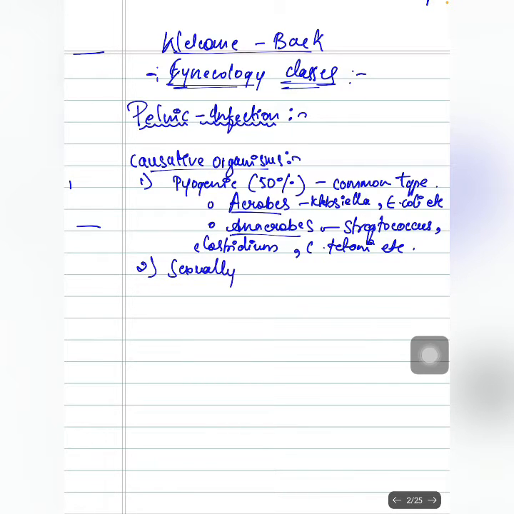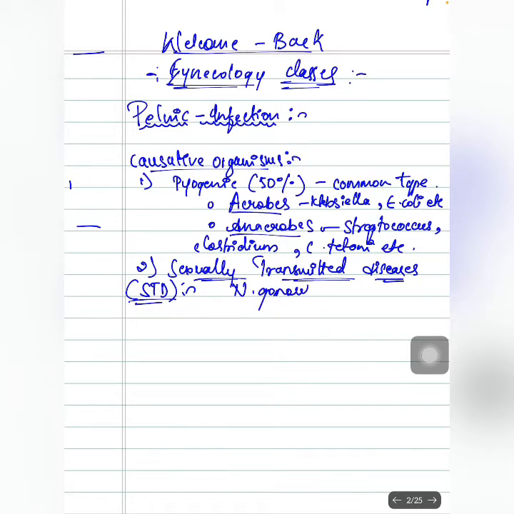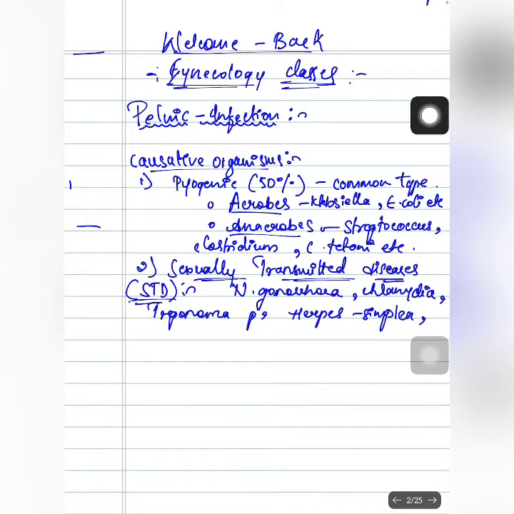Next we will see sexually transmitted diseases. The organisms causing these are N. gonorrhoeae, Chlamydia trachomatis, Treponema pallidum, herpes simplex virus type 2, human papilloma virus, and Haemophilus.